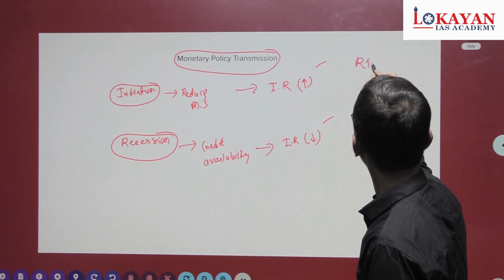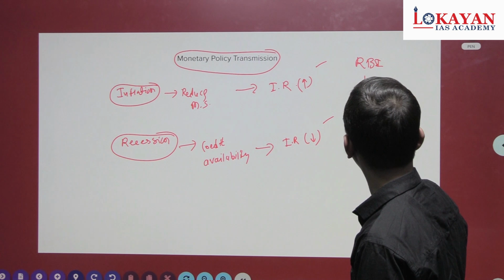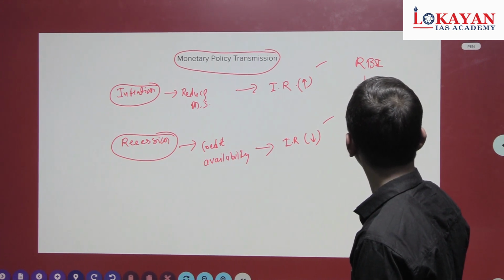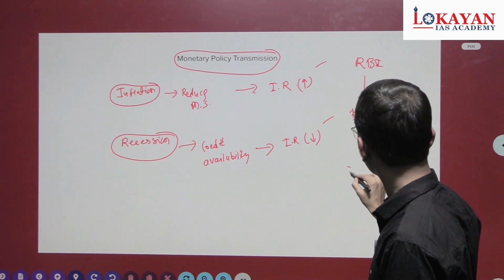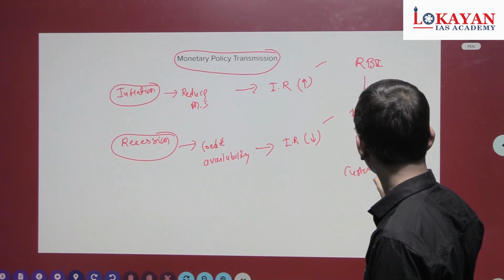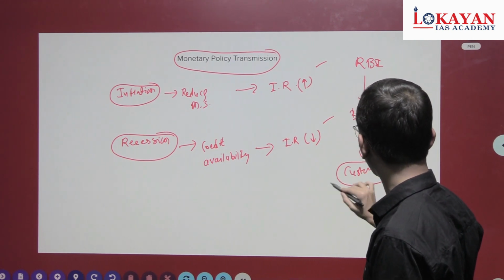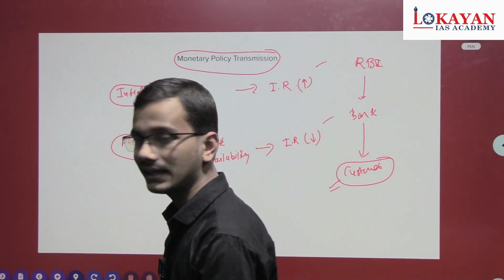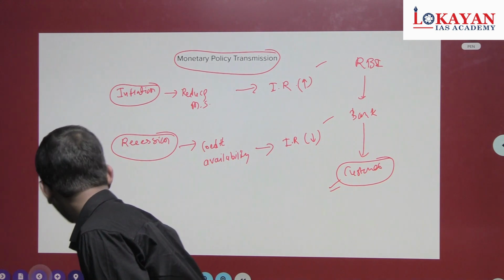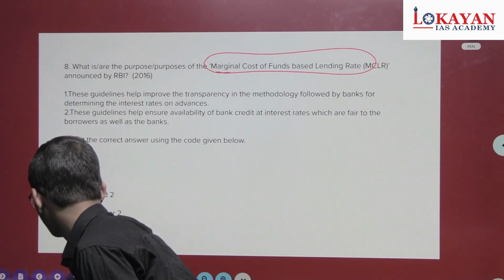RBI, then bank, whether this is percolating to customers. This is monetary policy transmission. Now let's discuss various rates regime. Okay.